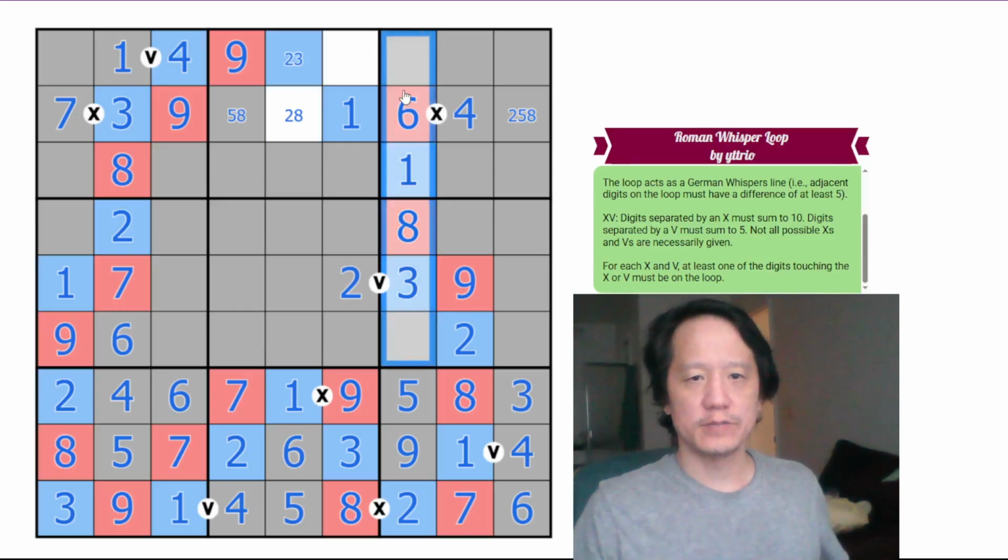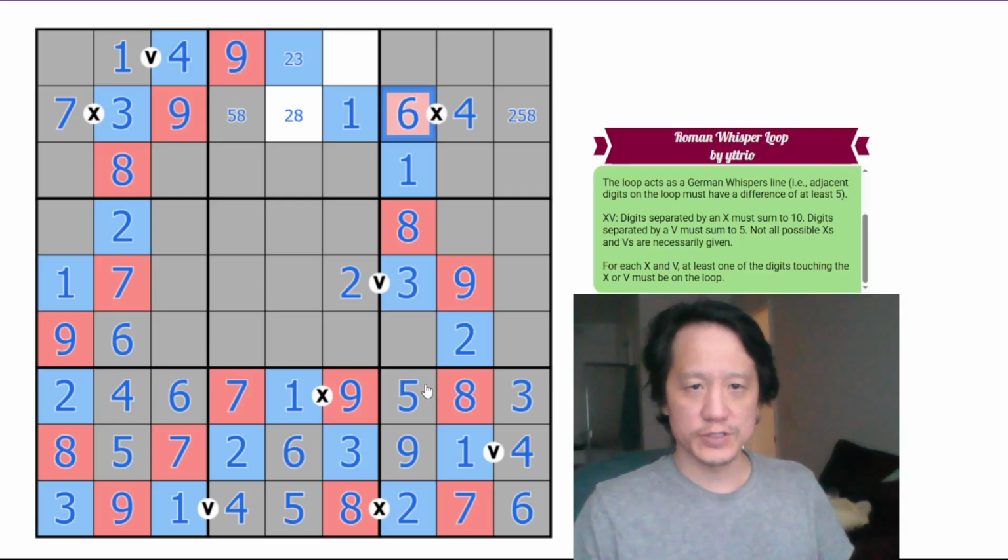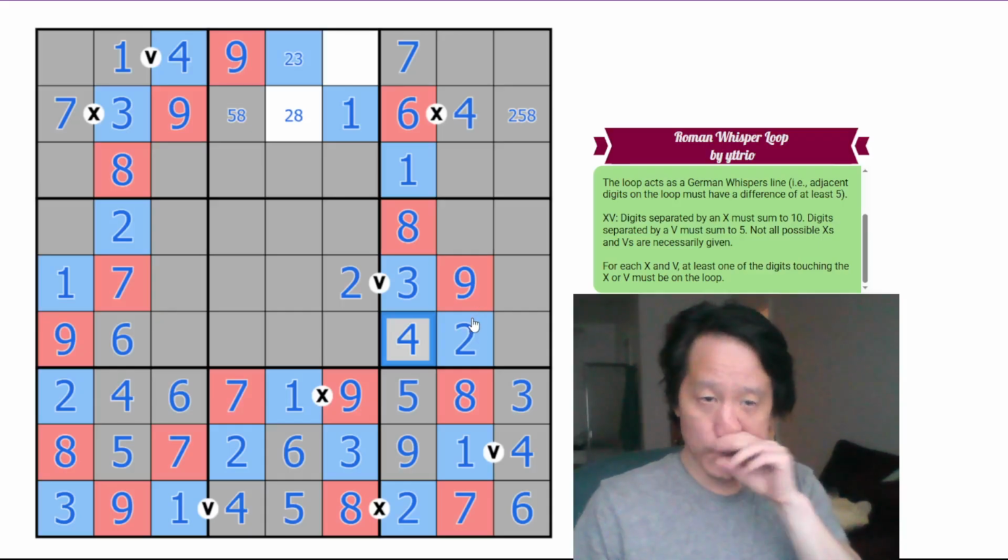Remaining digits in column 7. We have 4 and 7 remaining. This can't be 4 because of the 4 in the row. So this is 7, this is 4.